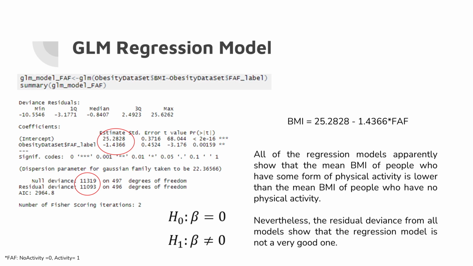All of the regression models apparently show that the BMI of people who have some form of physical activity is lower than the mean of BMI of people who have no physical activity. So, in a sense, we could reject the null hypothesis. Nevertheless, the residual deviance from all models show that the regression model is not a very good one.